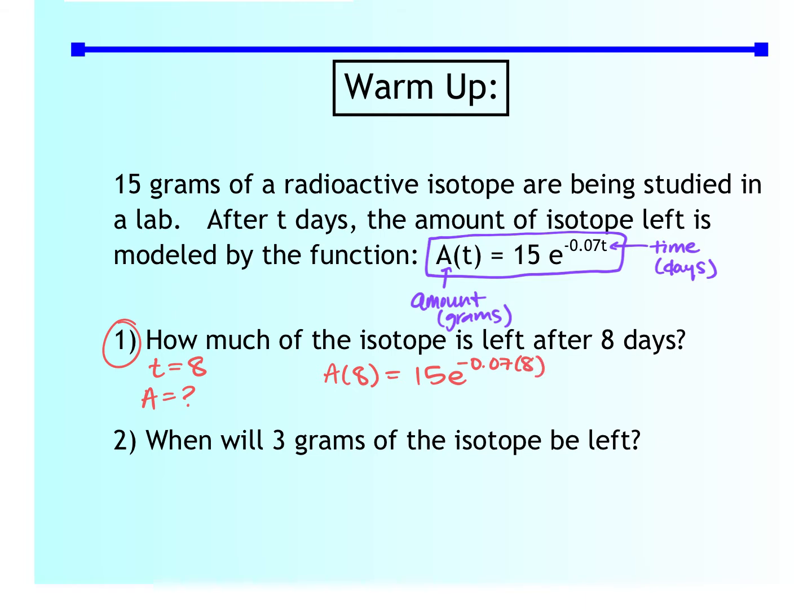Without a calculator, this would be as far as we can go, and we leave it here. With a calculator, we can punch this in and convert it to an approximation in decimal form. When I type it in my calculator, I find that the decimal approximation is 8.57 grams.